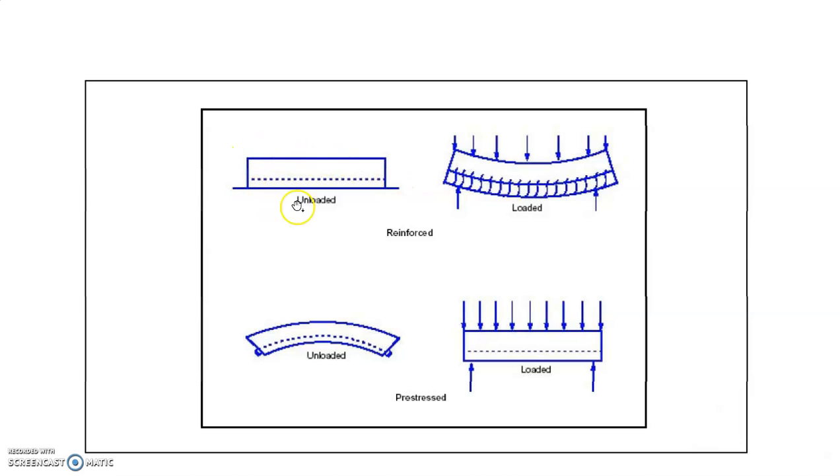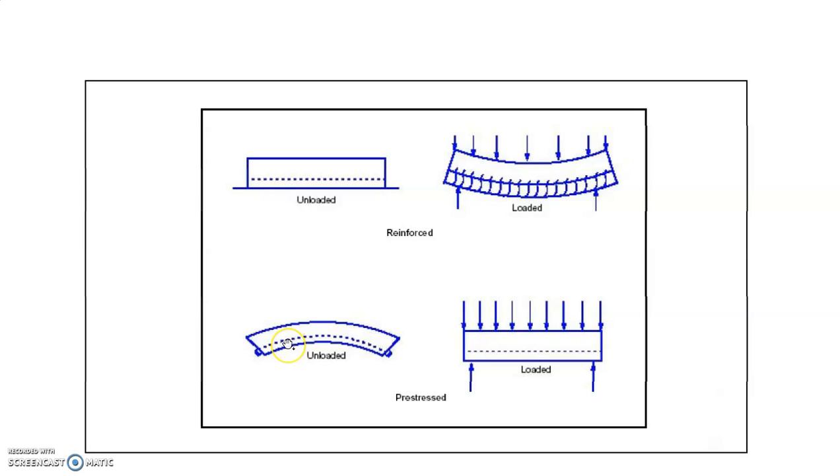See, this is an unloaded structure. When it is subjected to loading, if it is a simply supported beam, there will be a crack at the bottom of the beam. So this beam gets a crack at the bottom portion when it carries the loads. This is the concept in reinforced concrete structures. If the same cross sectional area is pre-stressed, then during the unloaded condition, it will bend in the upward direction.